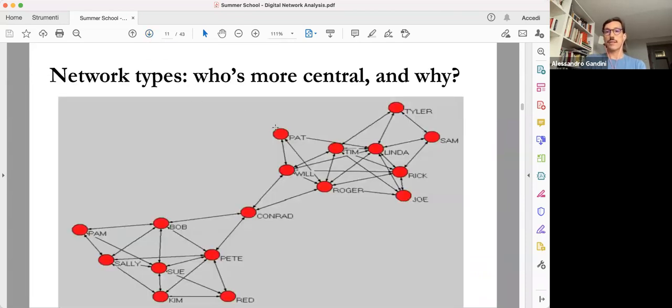Another exercise here. I hope you can see the picture in a better way than I can see from my screen. So generally I ask, who is the most central here? Again, as an exercise. Who would you suggest, which of these nodes are more central here?